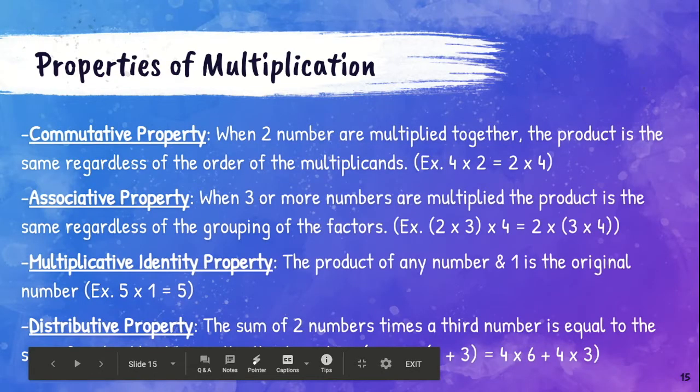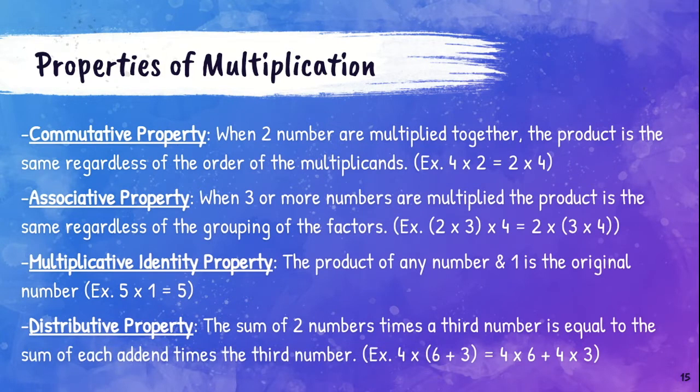So we are going to start by talking about the properties of multiplication. And there are four types of properties. When we talk about these, they are the commutative, the associative, the multiplicative identity, and the distributive property. The commutative property is when two numbers are multiplied together and you're going to get the same product regardless of the order in which they are multiplied. For example, 4 times 2 is the same thing as 2 times 4. Either way, I get 8.